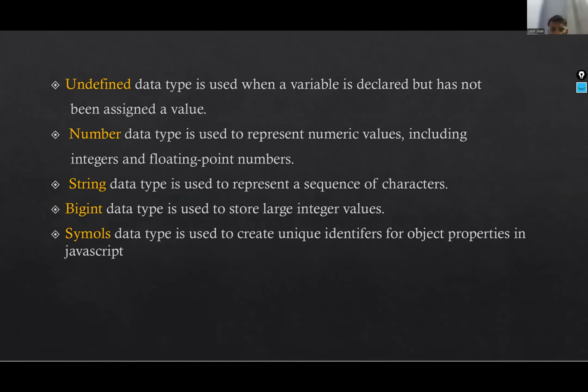Then we have number. The number data type includes integers and floating-point numbers. The string data type contains a sequence of characters, and we represent them as string data types. Another one we have is BigInt, which is used to store large integer values. Then we have symbols. Symbols are used to create unique identifiers for object properties in JavaScript.